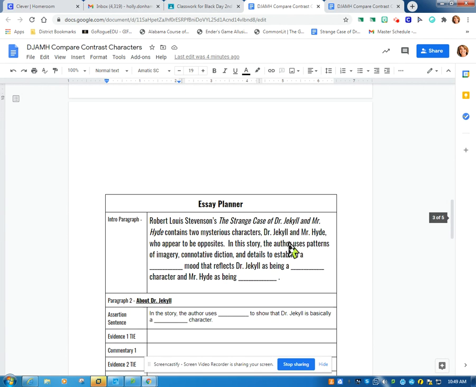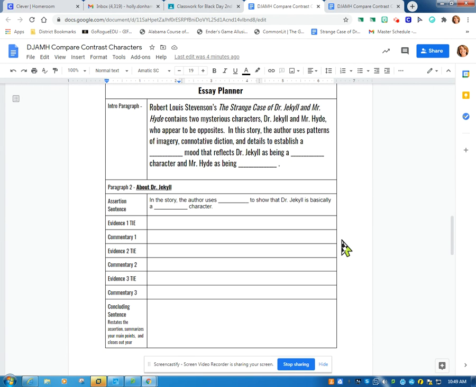And then the next page, essay planner. This is where we fill in some blanks based on what we've put in our charts. The intro paragraph: Robert Louis Stevenson's The Strange Case of Dr. Jekyll and Hyde, contains 2 mysterious characters, Dr. Jekyll and Mr. Hyde, who appear to be opposites. In this story, the author uses patterns of imagery, connotative diction, and details to establish a blank mood that reflects Dr. Jekyll as being a blank character and Mr.